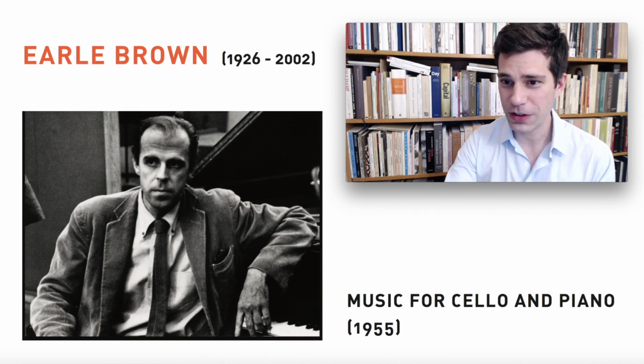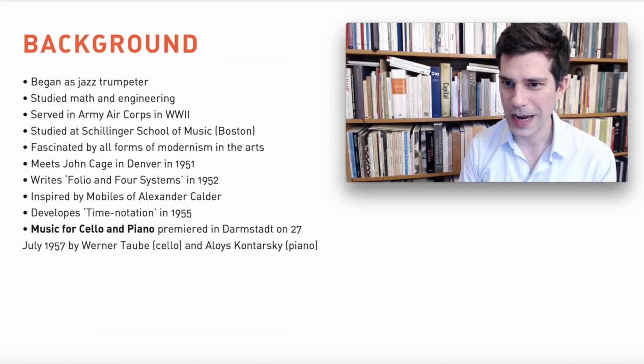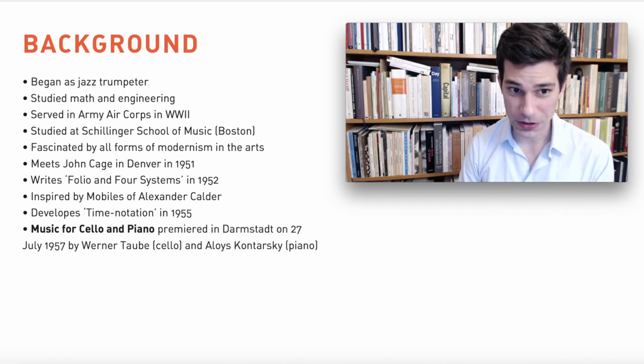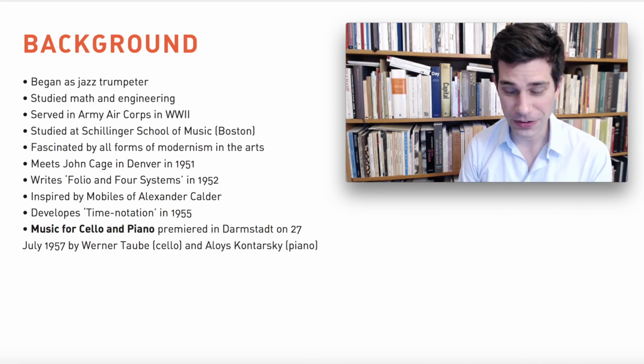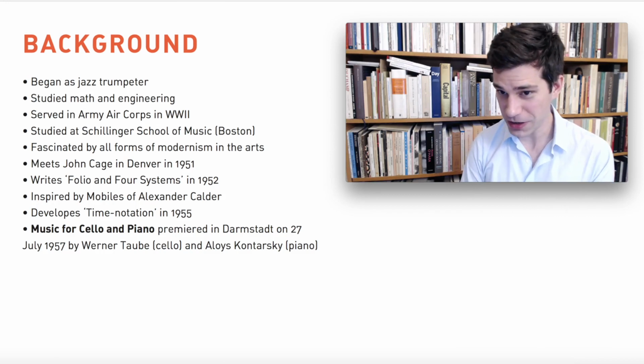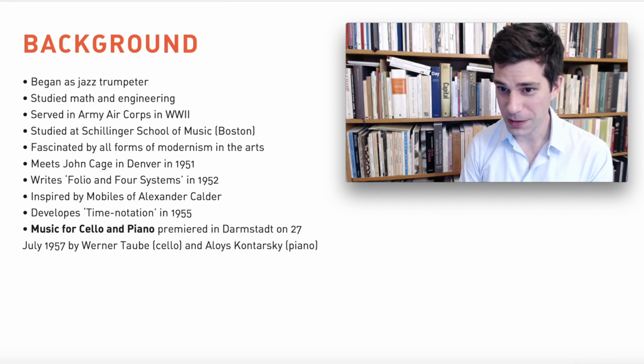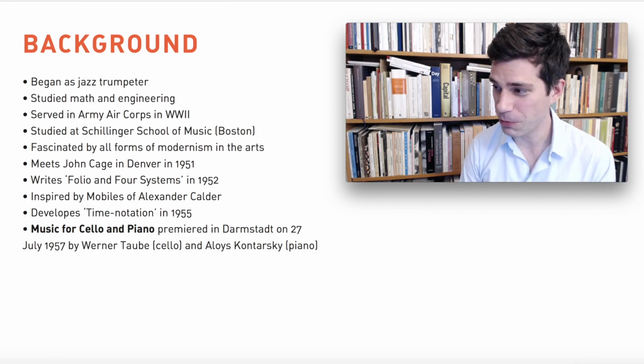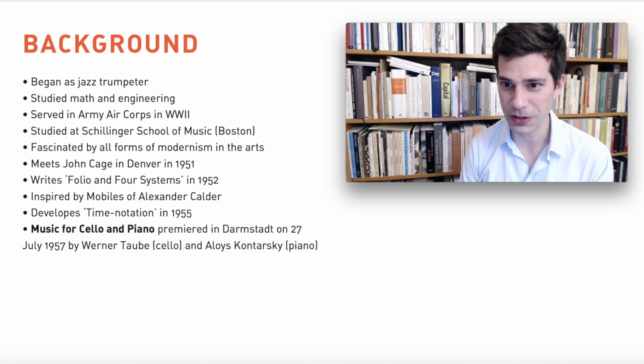So just to start things off, here's a sort of general background on Earle Brown. Earle Brown had a very atypical background for a composer of his generation. He was born in 1926 and started out as a jazz trumpeter. So he played in jazz orchestras at the same time as studying math and engineering. So nothing in his immediate background really prepared him for the career of a composer as such, and certainly not a composer of avant-garde music.